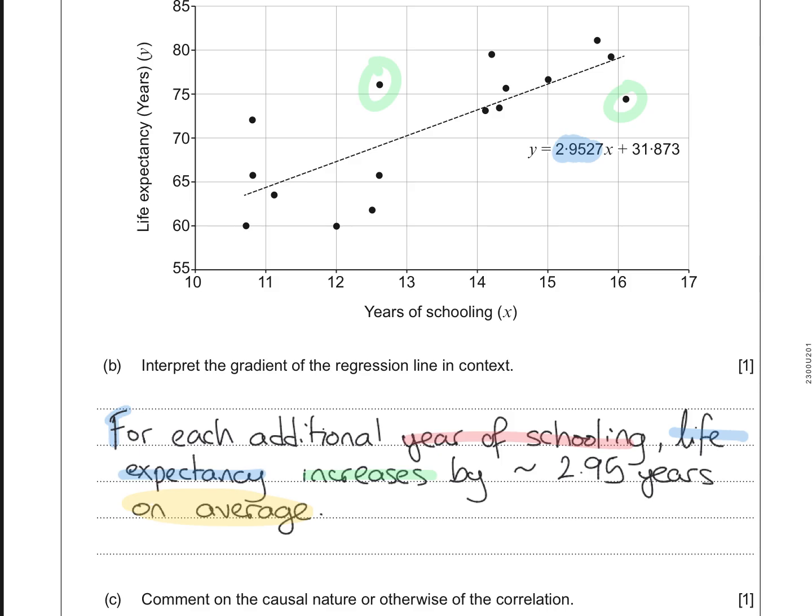Okay, lovely. So that phrase on average, you must remember to put that in. That will lose you the mark if you don't put that in. You might get everything else perfectly, but that phrase on average must be there. Comment on the causal nature or otherwise of the correlation.